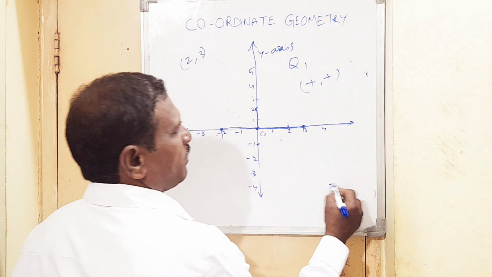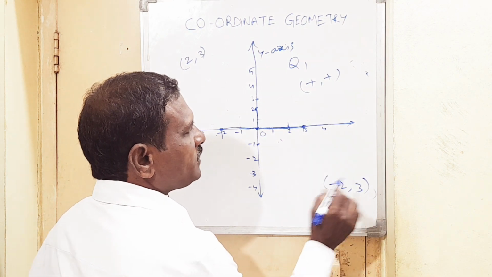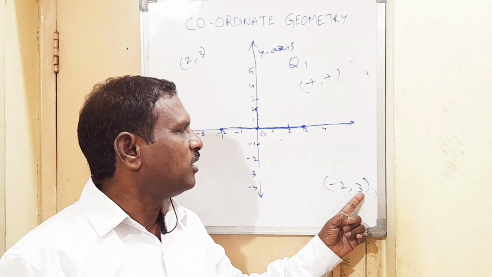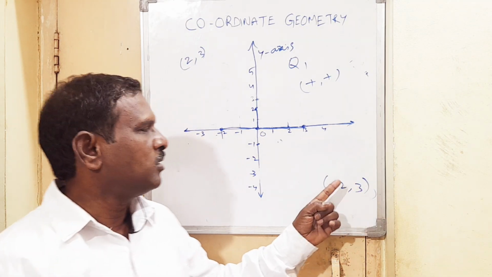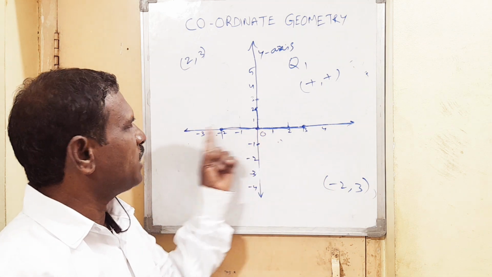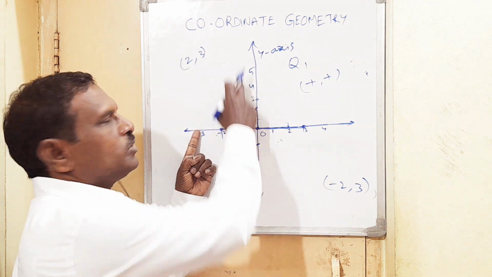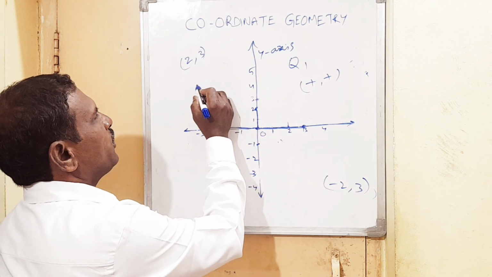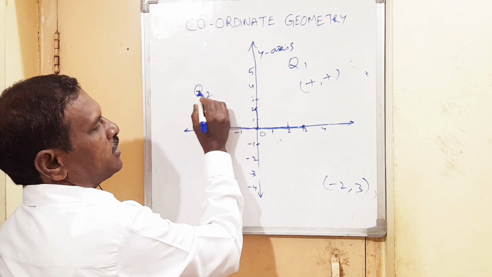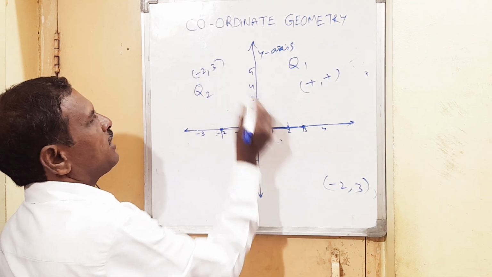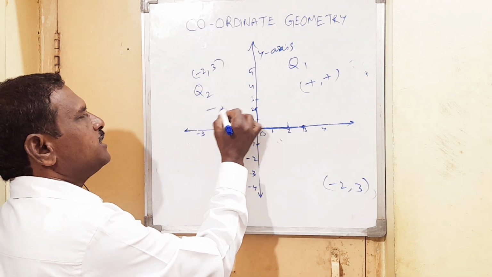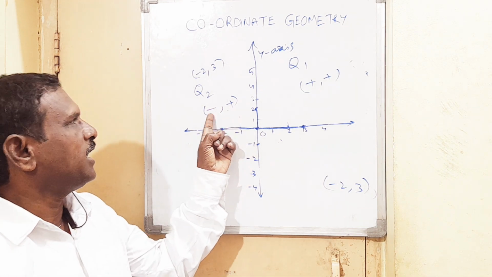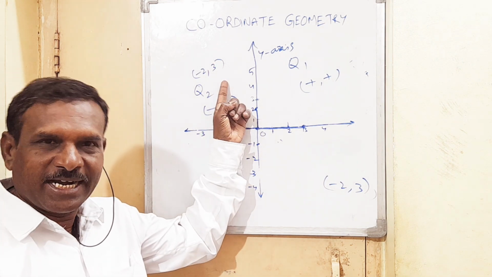Now I have another point, minus 2 comma 3. Here see carefully, the x coordinate, that is the abscissa, is minus 2 and the ordinate is plus 3. You know, x negative goes to the left side. After that, y positive means goes up, negative comes down. So minus 2 comma 3 goes to Q2, because in the second quadrant the x coordinate is negative and the y coordinate is positive. This you should remember. X coordinate negative, y coordinate positive, it should come to the second quadrant.